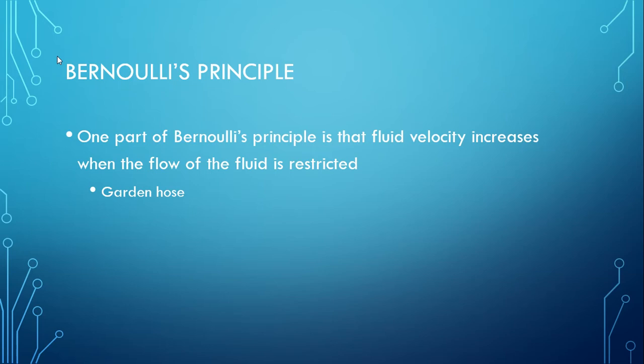I'm sure that several of you have used a garden hose before, and if you're trying to wash something off and you want greater pressure put on that water to help you wash something off, like your shoes, you put your finger over the end and the water starts going faster. That's a perfect example of Bernoulli's principle. When you put your finger over the end of the hose, the fluid is restricted, and that causes the velocity or speed of the water to increase.